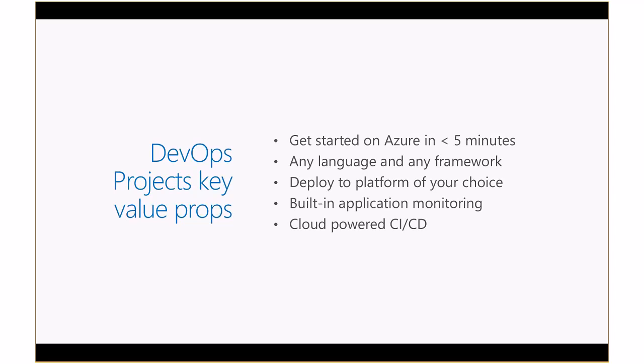The goal of the DevOps project is to support any language and any framework going forward. At this point, we only support a few popular languages, which I'll show you in my demo. Also, moving forward, our goal is to give the option to deploy your source code to any platform on Azure. Right now, we only deploy to Azure Web App, but moving forward, we will be targeting other services like Azure Functions or managed Kubernetes. It also gives you built-in application monitoring, and it's all cloud powered. The whole DevOps pipeline is set up using Visual Studio Team Services.